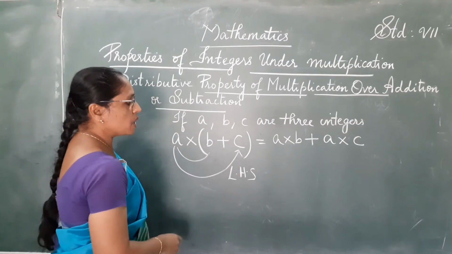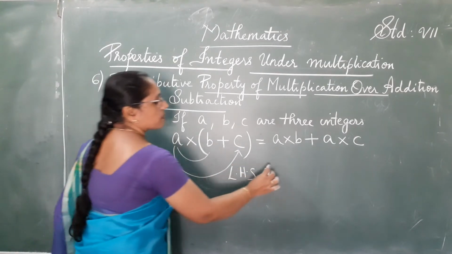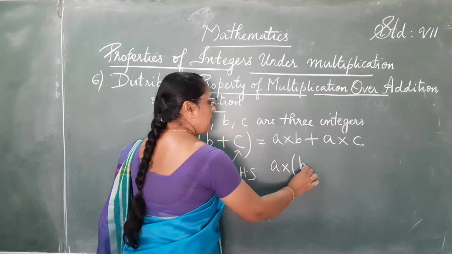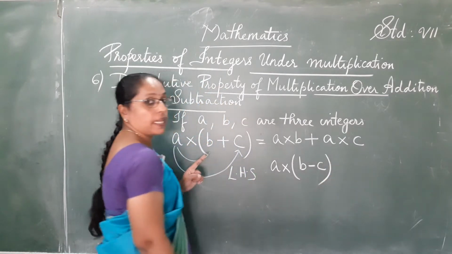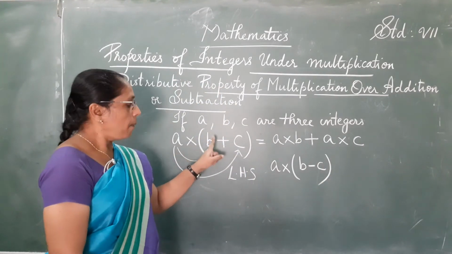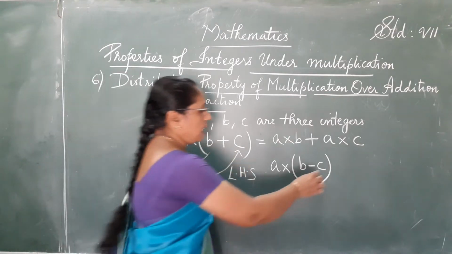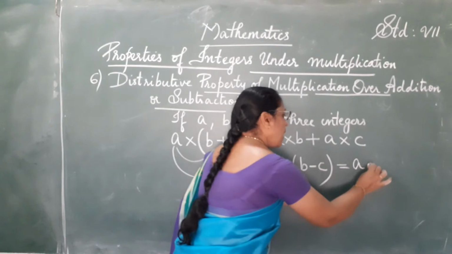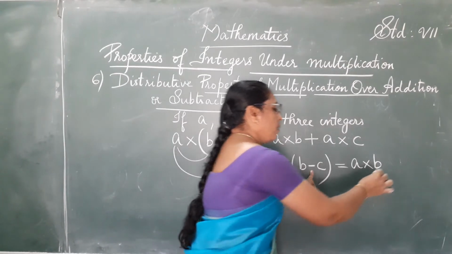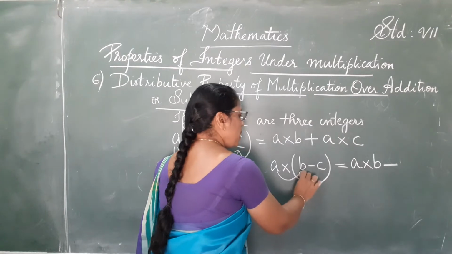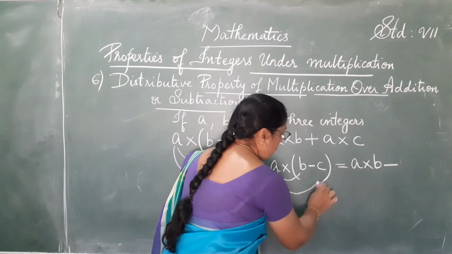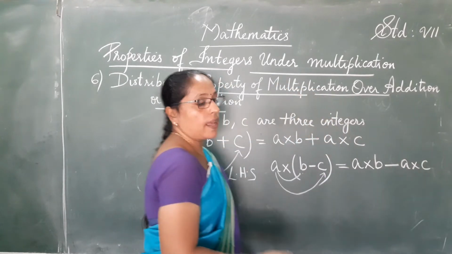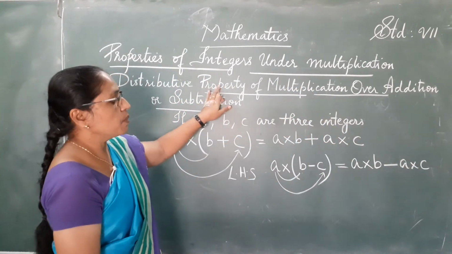If it comes in subtraction, how do you write? That is A into bracket B, instead of plus we write minus, B minus C. A into B minus C is equal to, the same way, distributing A. That is A into B and the middle operation minus, A into C. A is distributed to B. Now A is going to be distributed to C. And this property is known as the distributive property.